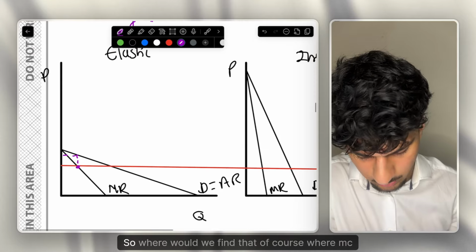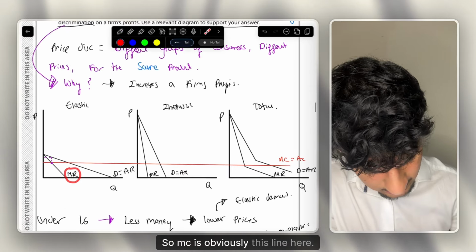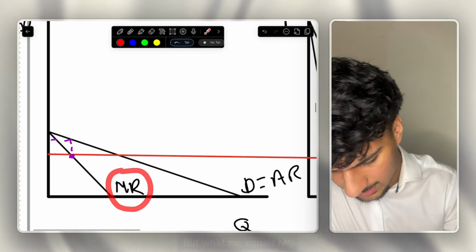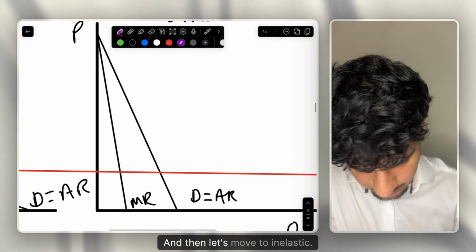So the price. Where would we find that? Of course, where MC equals MR. MC is obviously this line here. Where MC equals MR, this would mean this is P max. And now this is the box of supernormal profit, and then let's move to inelastic.